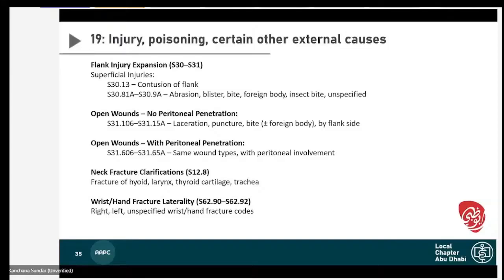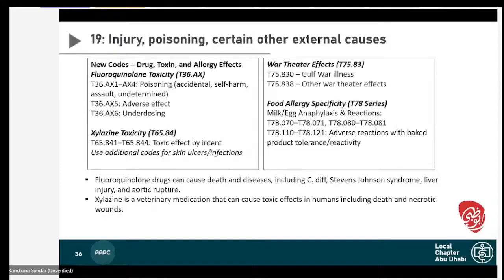And wrist and hand fracture, along with its laterality, is now being changed to only hand. Wrist and hand fracture is changed to only hand. They removed the word wrist from that tabular list. And when it comes to poisoning and drugs, there are two important drugs we have to become familiar with. That is fluoroquinolone toxicity and xylazine toxicity. So these are the two toxicities which are introduced with 2026.